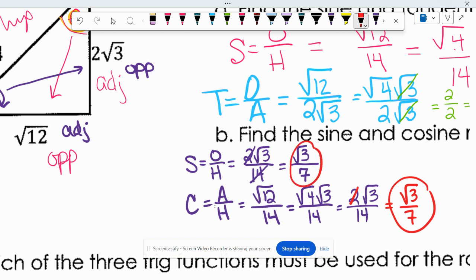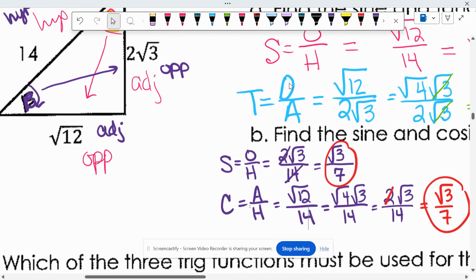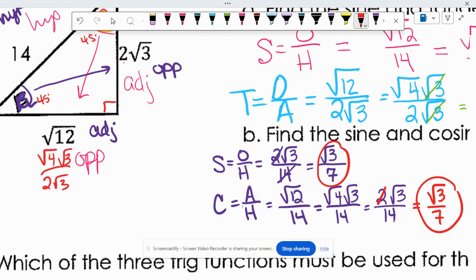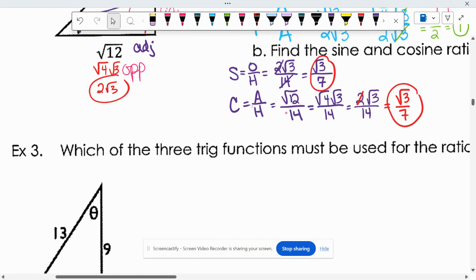So if those both have the same measure, what kind of triangle is this? These are 45, 45s, right? Because remember, the square root of 12 is the same thing as the square root of 4 times the square root of 3, which is 2 root 3. These have the same measure. This is a 45, 45, 90 right triangle.